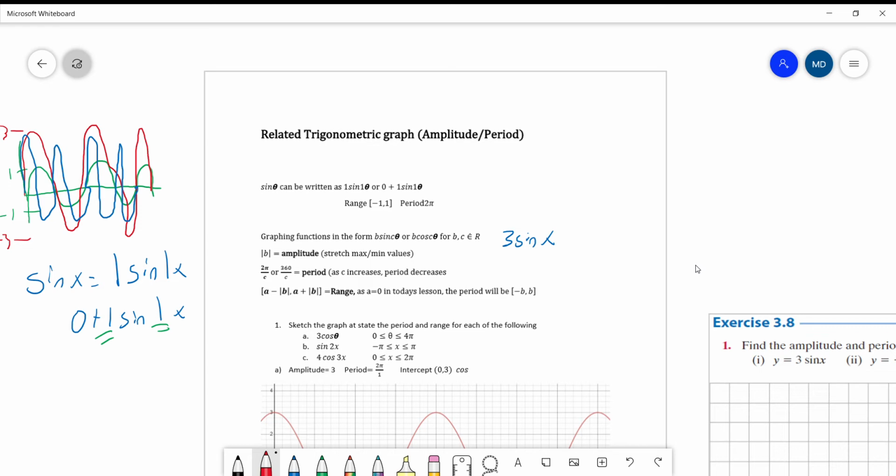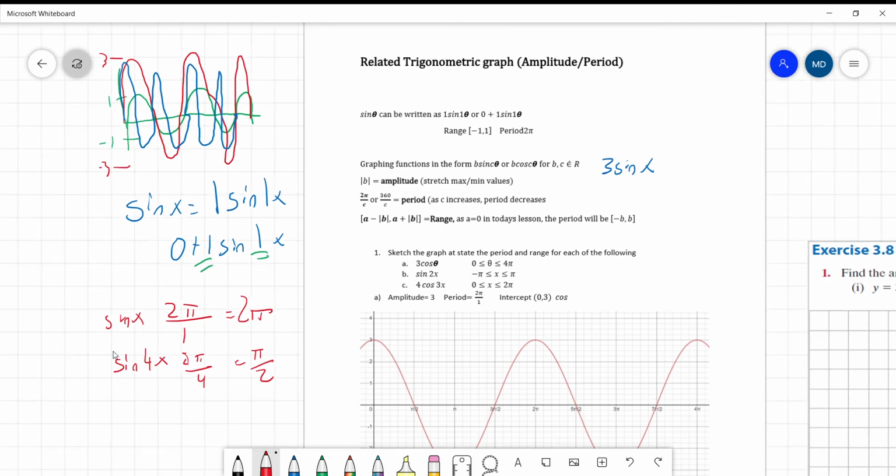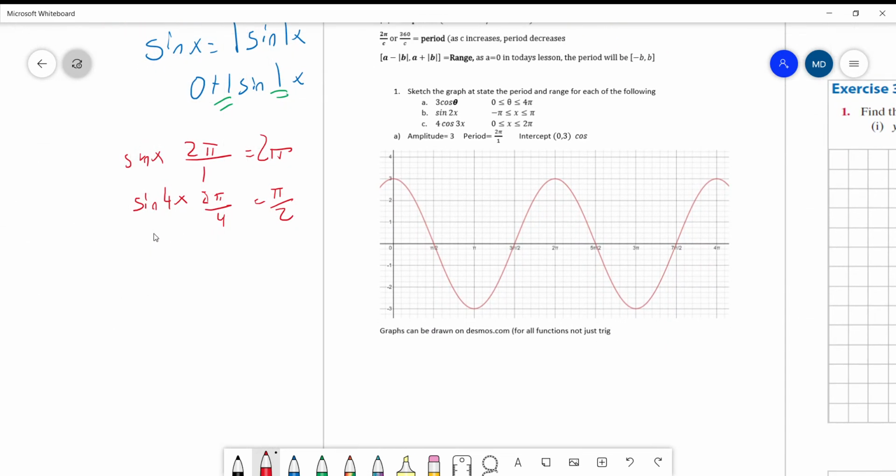Not as simple as the amplitude, but we will look at it. The period is 2 pi over c. So yesterday, in the previous video, everything was 2 pi over 1, so we had a period of 2 pi for sine of x. If I had sine of 4x, it would be 2 pi over 4. So what that would mean is that for your graph, as I said, we will be looking at function graphs momentarily, all pre-made.